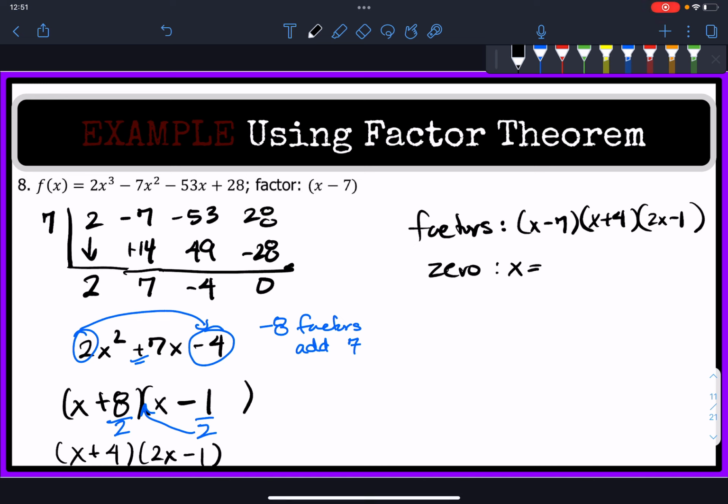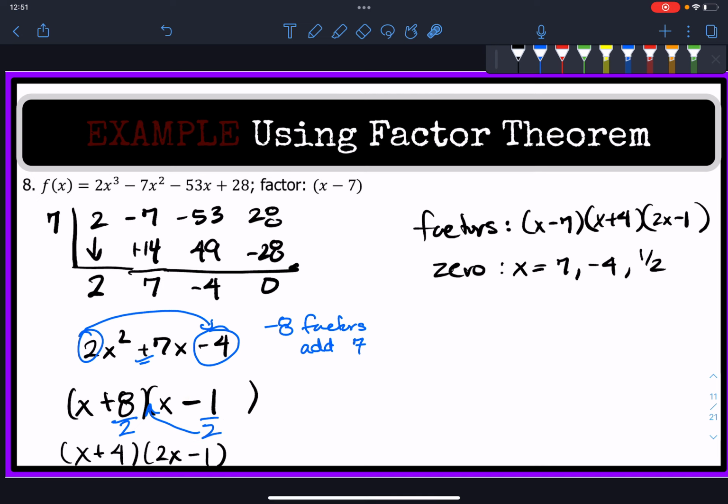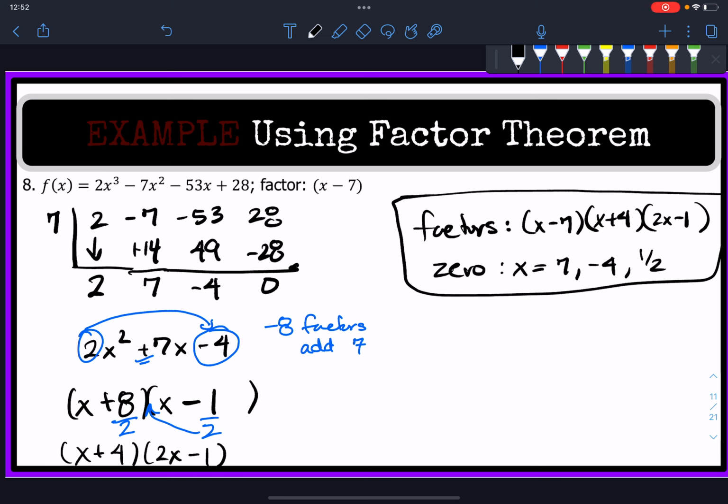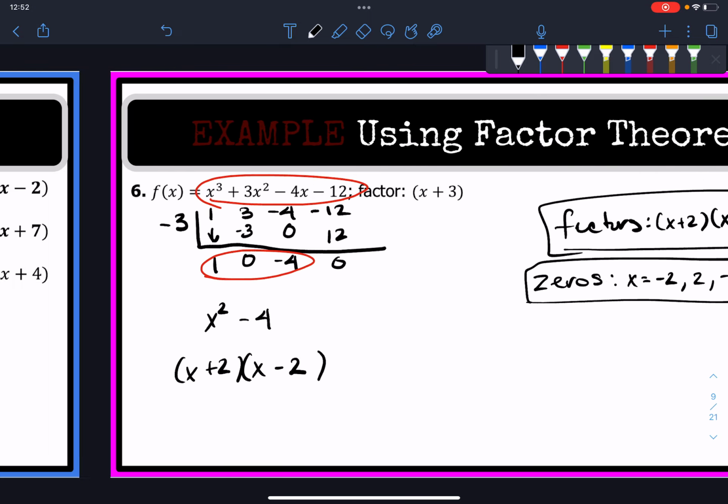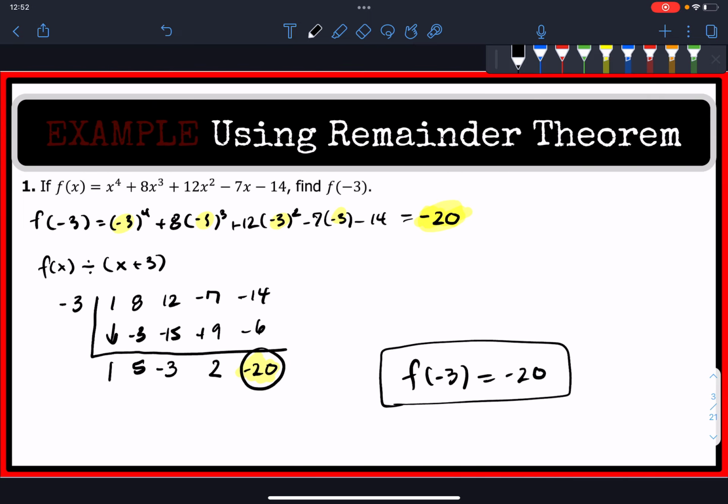Which means that our zeros are going to be x equals 7, x equals negative 4, and here x equals positive 1 over 2. Essentially the opposite of this. The opposite of negative 1/2 is positive 1/2. And there you go. There you have your factors, and as a result, you also end up identifying your zeros with that method. So that concludes the examples on this lesson on the factor theorem and the remainder theorem.